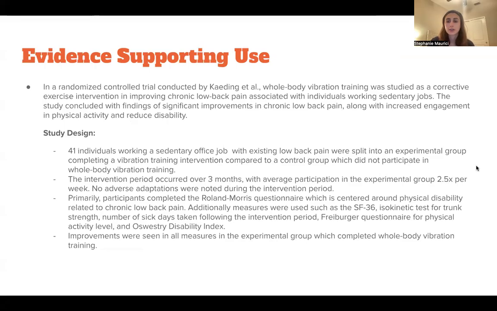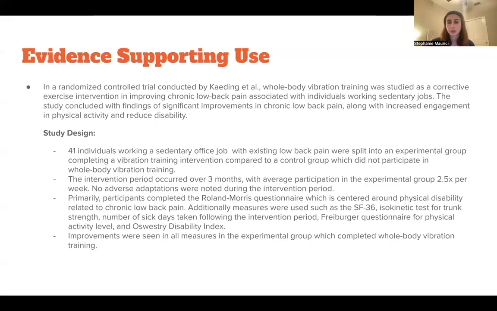This study looked at whole body vibration as a corrective exercise intervention in improving chronic low back pain associated with individuals who work sedentary jobs. So the study concluded with significant findings for improvements in chronic low back pain, along with increased engagement in physical activity and reduced disability. The study involved 41 individuals who worked sedentary office jobs and had existing low back pain. The experimental group participated in the vibration training intervention, whereas the control group did not.